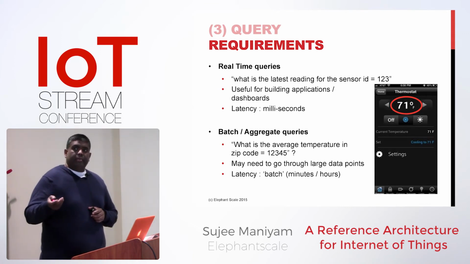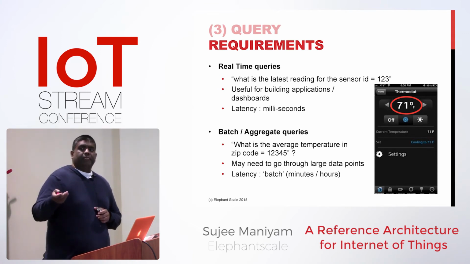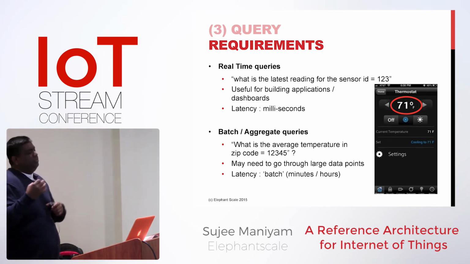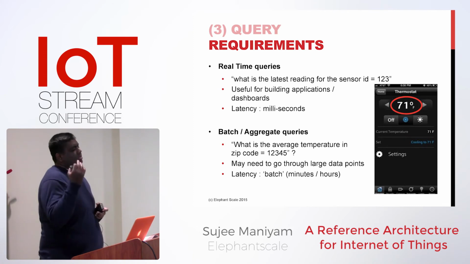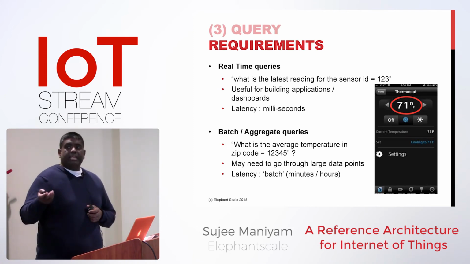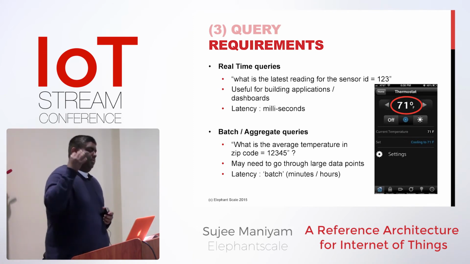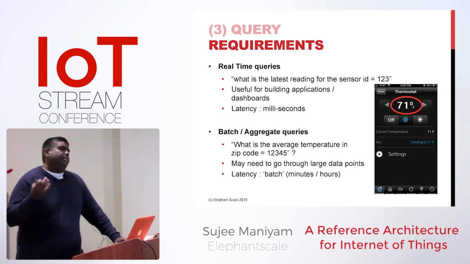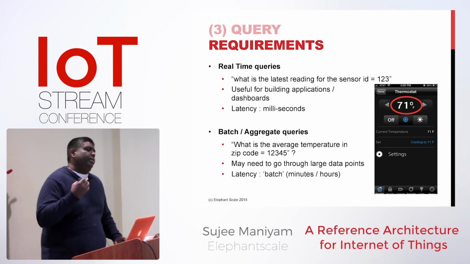And also I have aggregate queries. This is where a lot of the insights come from. We ask, what's the average thermostat setting in this zip code? Do people here like it cold, or do they set the thermostat a little higher? All of these aggregates go through lots of data points, and they don't need to be real time. These are queries that can take minutes or hours. These are batch queries, and we are okay with them.